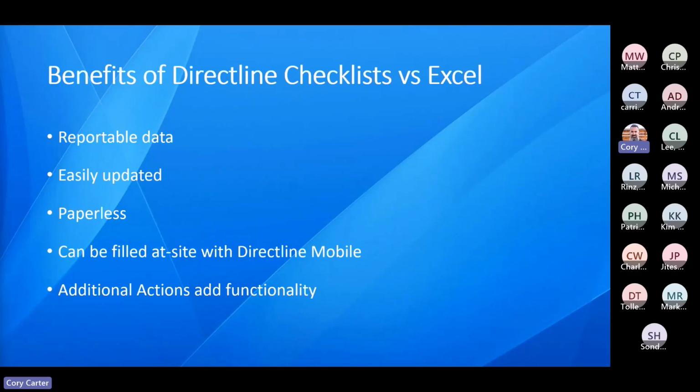And also another key that goes right along with Directline Mobile is the additional actions that you can put on that will add functionality to your checklists. So not only are you saying, yes, I checked the tire pressure in the bus, but you can also say, I checked the tire pressure in the bus. It was a fail because it's below 40 psi. So now I can create a follow-up work order. The system can automatically create a follow-up work order to put air in that tire or replace that tire. So we're going to talk about that next.